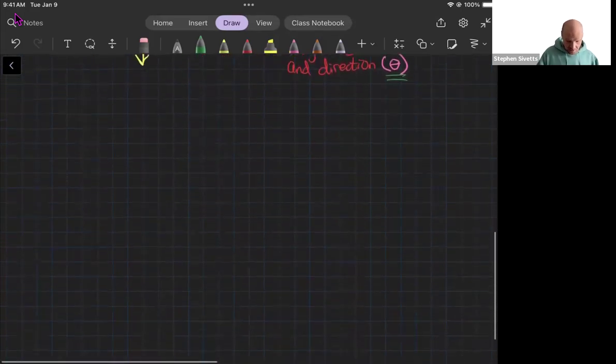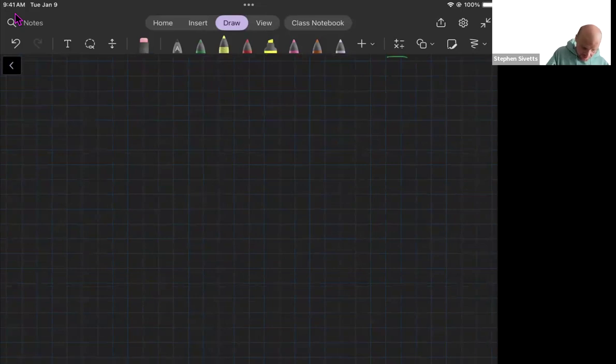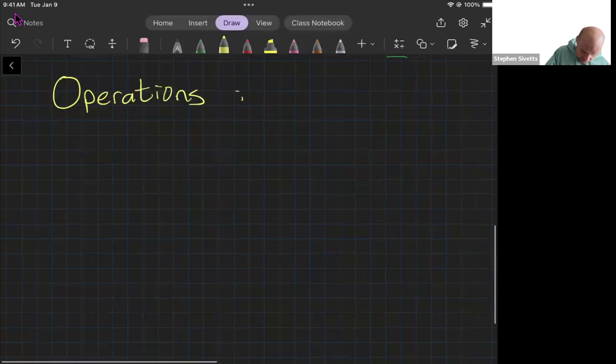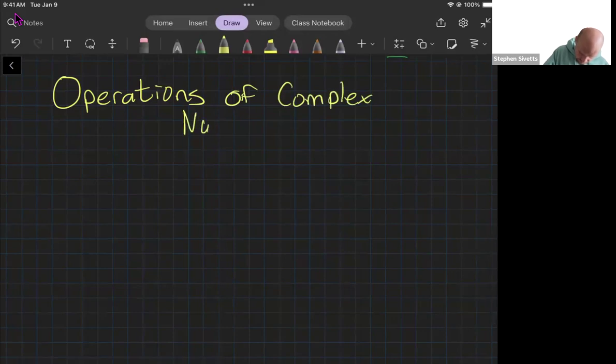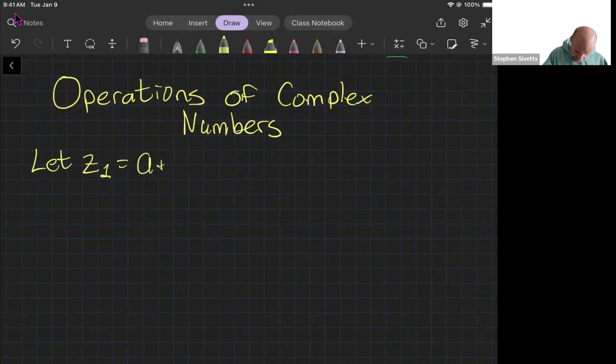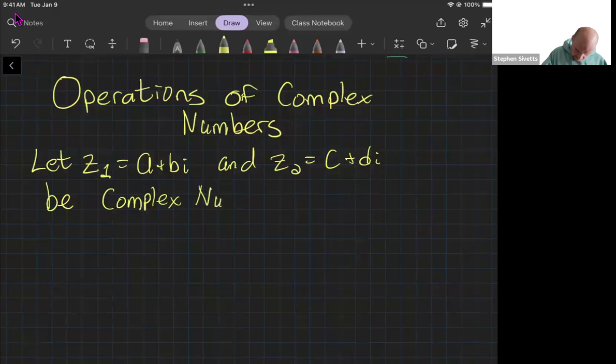But this section in particular is looking at different operations on complex numbers. Let's go over those now. Operations of complex numbers. Okay, operations on complex numbers. Let Z1 equal A plus BI and Z2 is equal to C plus DI be complex numbers. Okay.